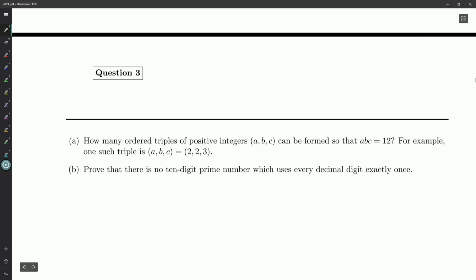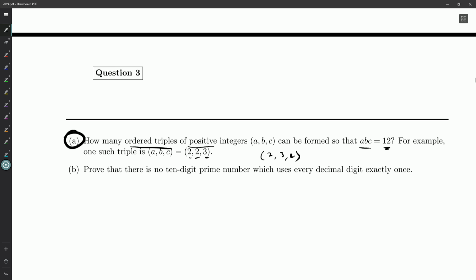Welcome back indeed. We're looking at question 3 here on our Manitoba Math Contest. We got an A part and a B part. Question 3A. How many ordered triples, so the order A, B, C matters, of positive integers can be formed so that A times B times C is 12? For example, one such triple is 2, 2, 3. But a different one would be 2, 3, 2, because the order matters, not just how many 2s and how many 3s and such there are.